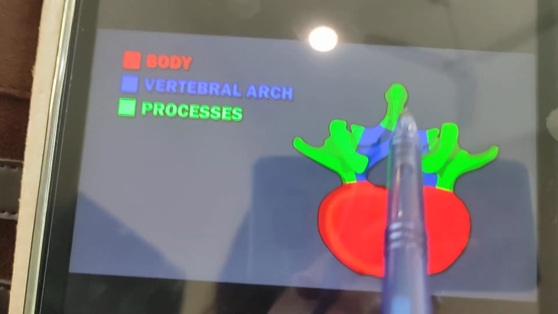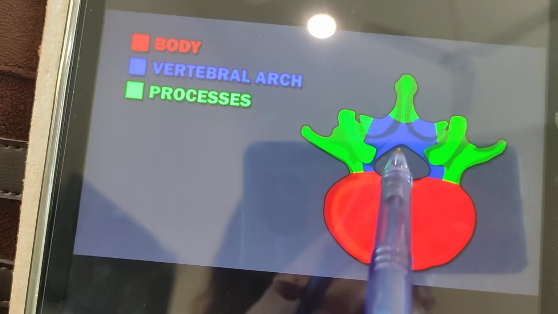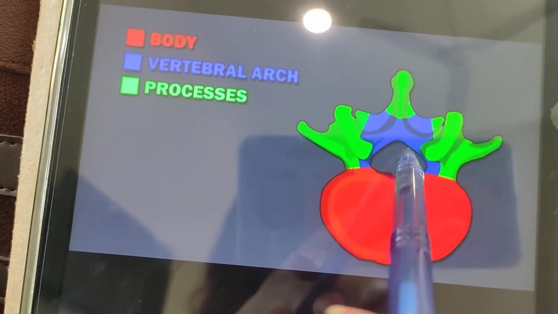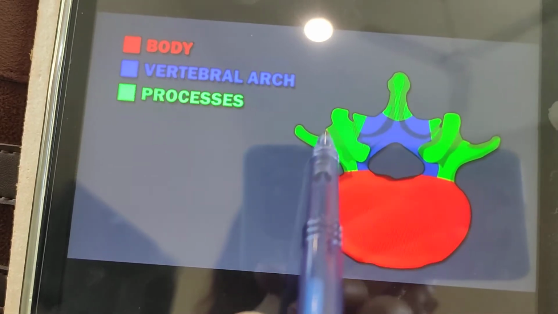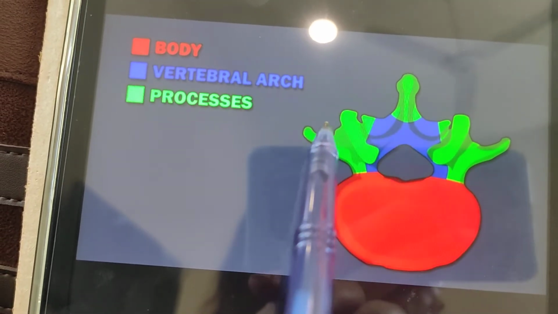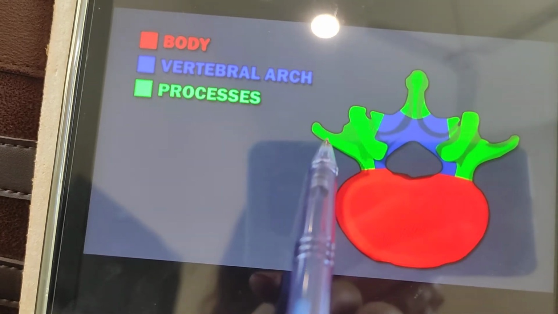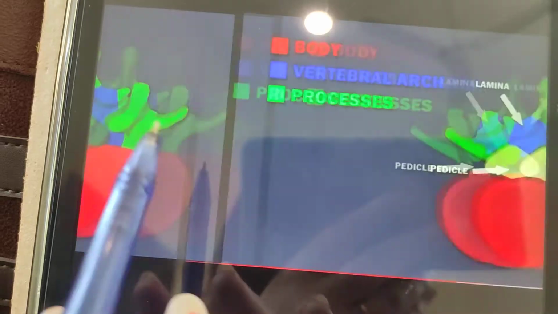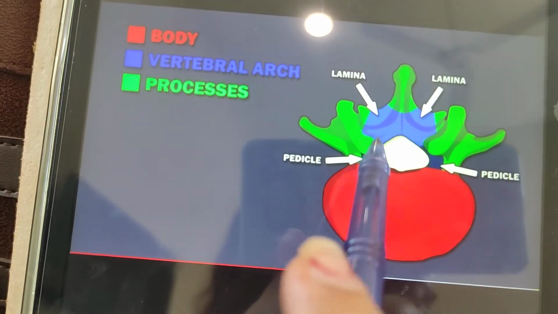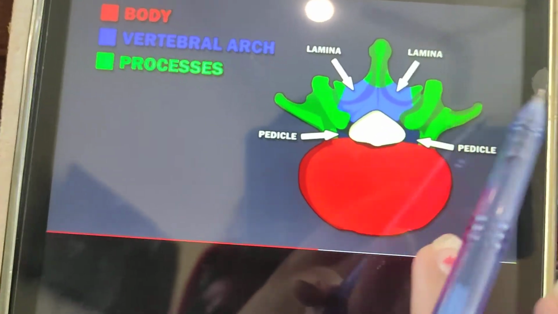Then if we talk about the structure of the vertebrae, all vertebrae have this foramen from where the spinal cord passes, and then we have the body of the vertebra. We have the vertebral arch. The vertebral arch further contains the lamina and the pedicles and the spine, and then on the lateral sides we have the transverse processes. These are the laminae and these are the pedicles, and in between there is the foramen.